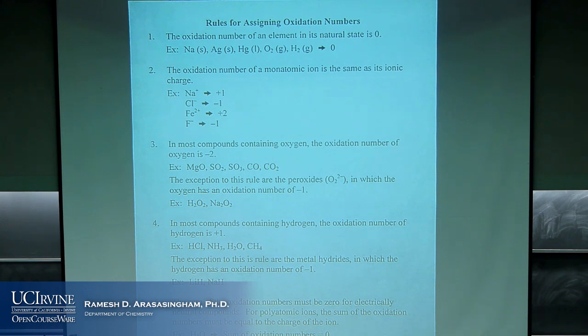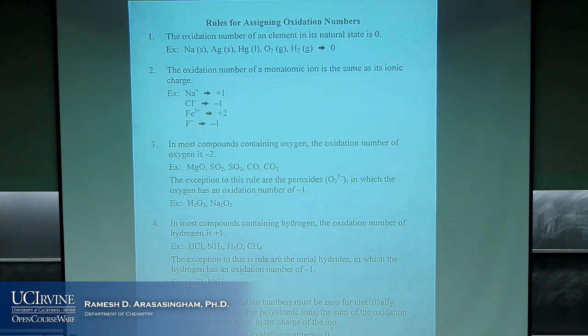Okay? The second is the oxidation number of a monoatomic ion is the same as its ionic charge. So if it's a monoatomic cation or anion, then its oxidation number corresponds to the charge on it. So Na+ would be +1. Cl- would be -1. Fe2+ would be +2. F- will be -1. So the oxidation number corresponds to the charge.